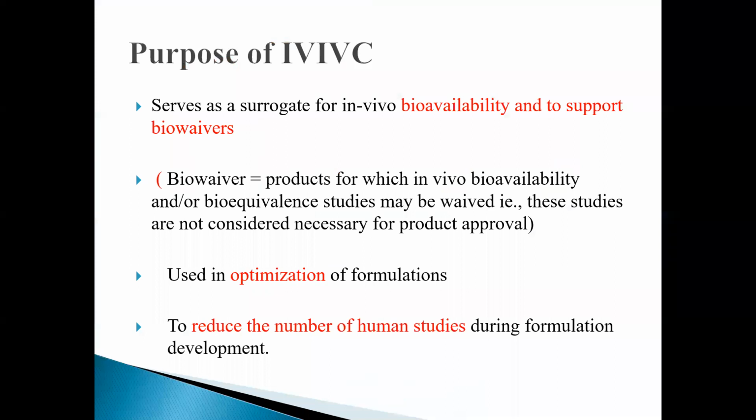Purpose of in vitro in vivo correlation study. It serves as the surrogate for the in vivo bioavailability and to support biowaivers. Biowaivers means products for which in vivo bioavailability or bioequivalence study may be waived. That is, these studies are not considered necessary for product approval. It is also used in the optimization of formulation. In vitro in vivo correlation helps to reduce the number of human studies during the formulation development.